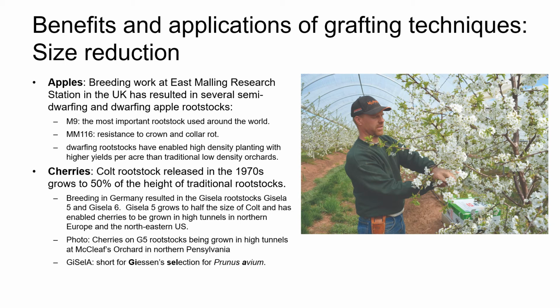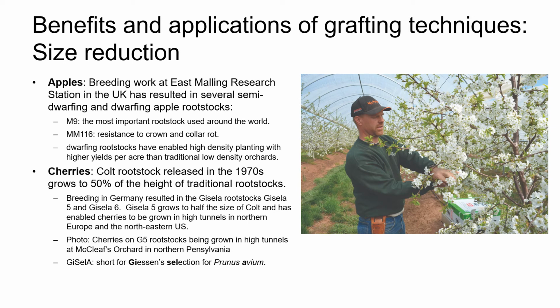One of the most important benefits of grafting in the fruit tree sector is a reduction in tree size. Breeding work at the East Malling Research Station in the UK resulted in the introduction of several semi-dwarfing and dwarfing apple rootstocks, which limit the mature size of the tree. The M9, which was a rootstock introduced back in the 1950s, is still the most important rootstock used around the world. And the MM106 also confers resistance to crown and collar rot, as well as controlling size.